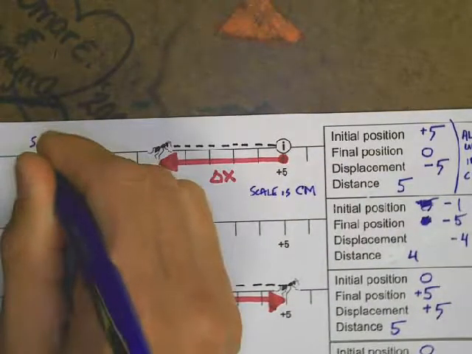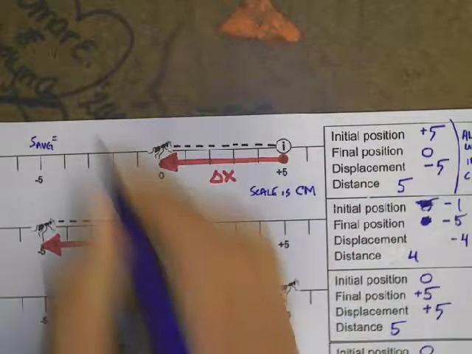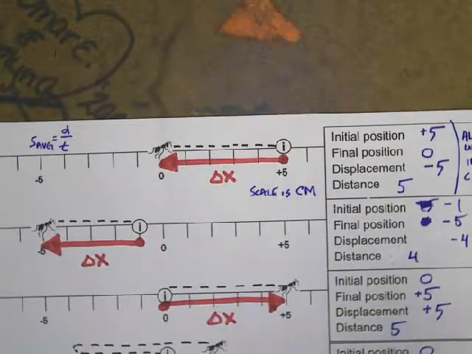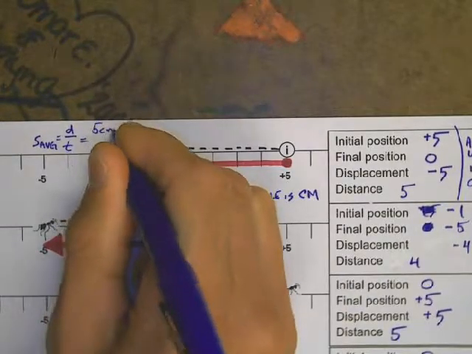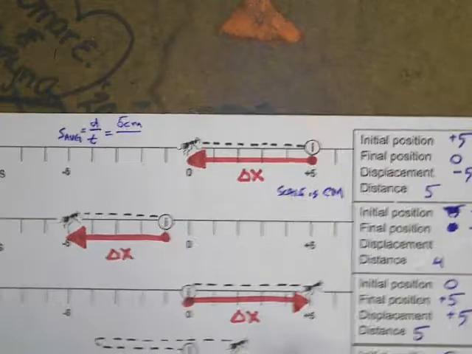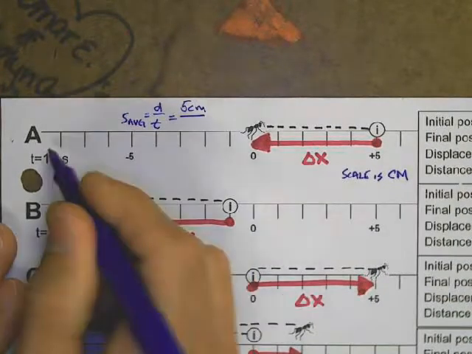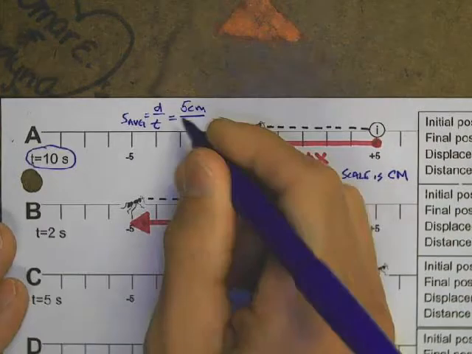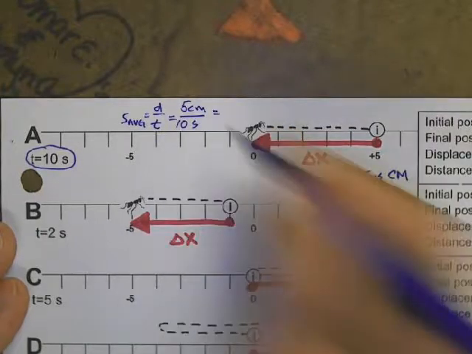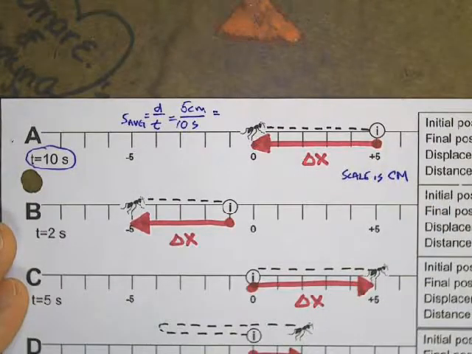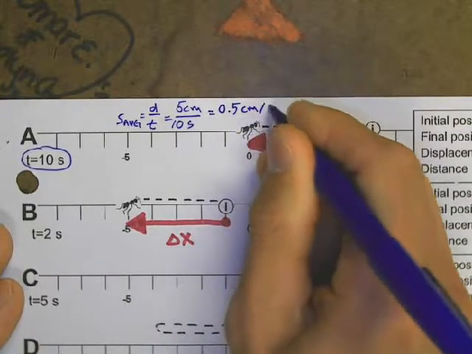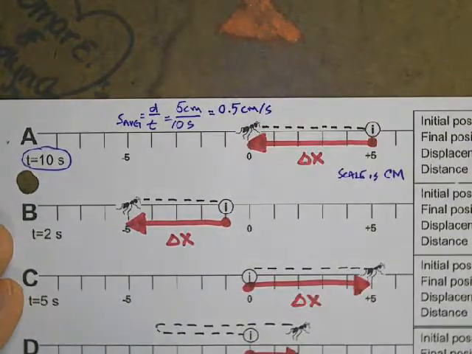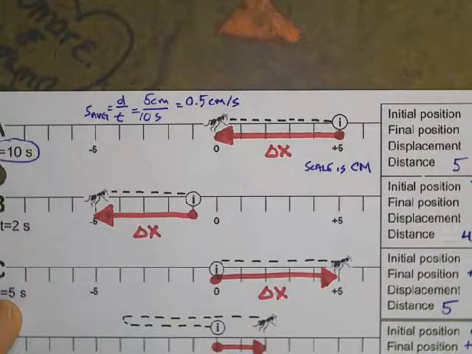So here's what I'd like you to write. Someplace in here, you can say that the average speed, distance over time, and in this case, the speed is going to be 5 centimeters over some time. The times that you can use are going to be given on the left side, so let's use 10 seconds. And you're going to have 5 over 10, which is 0.5 centimeters per second. Okay, so that's one thing I want you to do.